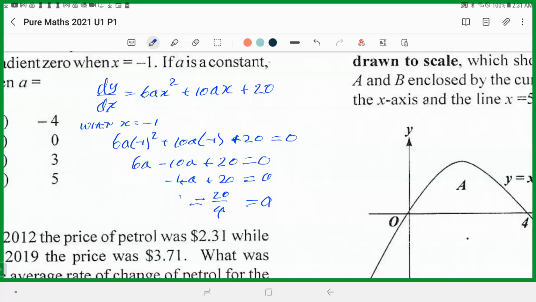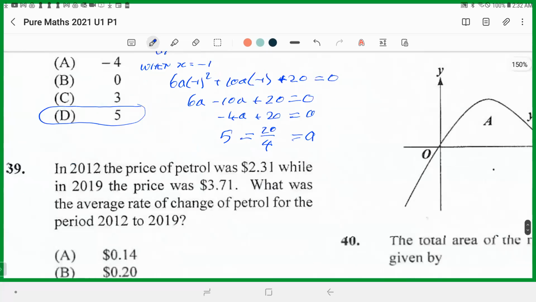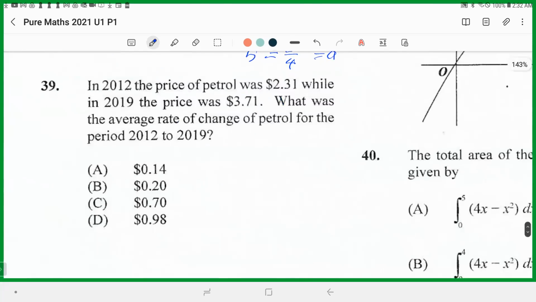A equals 5. I'm getting sleepy now, guys. See if I can wake up myself. I'm tired. 6 more questions to go.